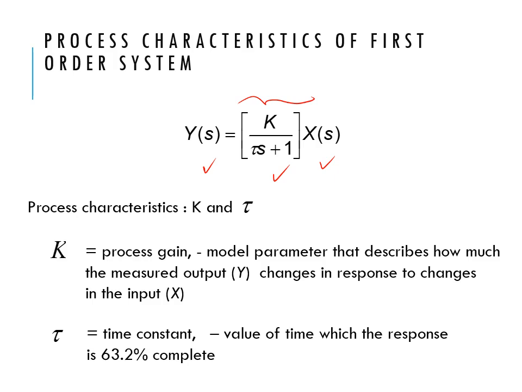in standard form. The characteristic of this form is that the second term in the denominator is unity. So when the transfer function is in this form, the numerator term is the gain, and the coefficient of s is the time constant. So K is the process gain. Process gain is the model parameter that describes how much the measured output y changes in response to changes in input x. Okay, and tau is the time constant. The time constant can be obtained from the value of time in which the response is 63.2% complete.